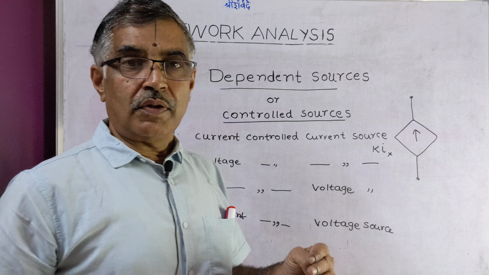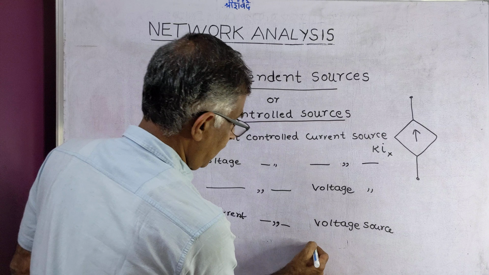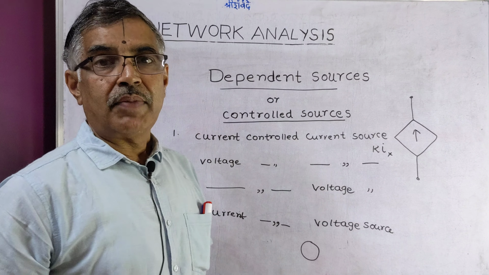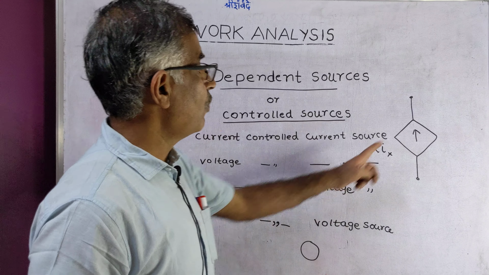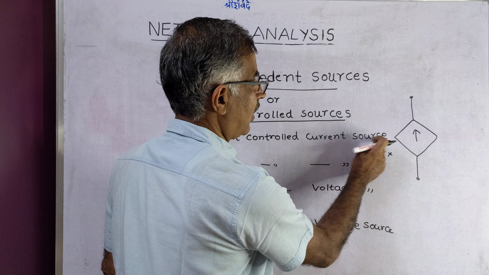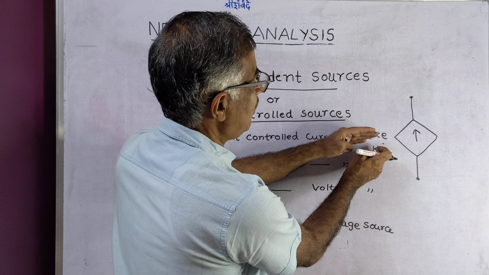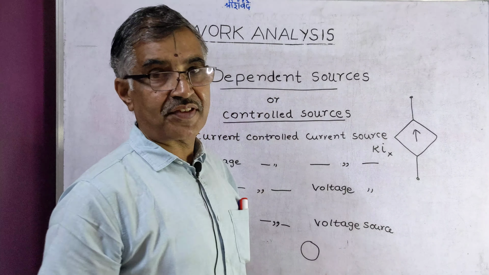Now, independent sources are represented by circle symbol. But while representing the dependent sources or control sources, we have to use diamond symbol. So here, this is what is called as source quantity. Source quantity means the value of this source, KIX.